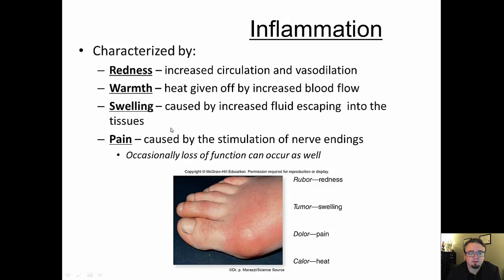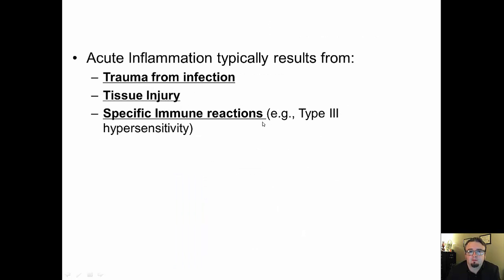And pain can sometimes be caused by the pressure of the excess fluid pushing on nerves in the area. And occasionally, if that happens to an extreme degree, it can cause decreased function. Like if you, for example, hit your thumb with a hammer, and then your thumb can't bend anymore because it's too swollen, although that's not as common. So these are all really characteristics that result from increased blood flow to the area.